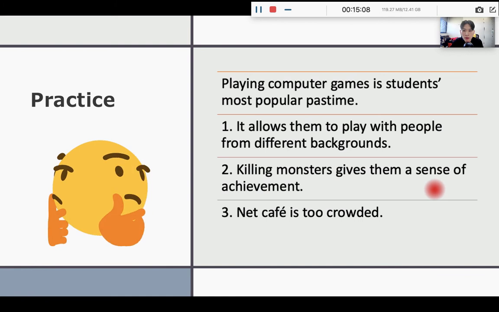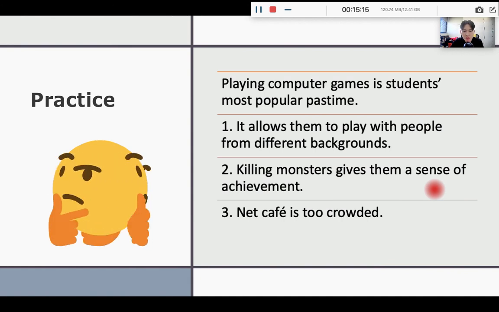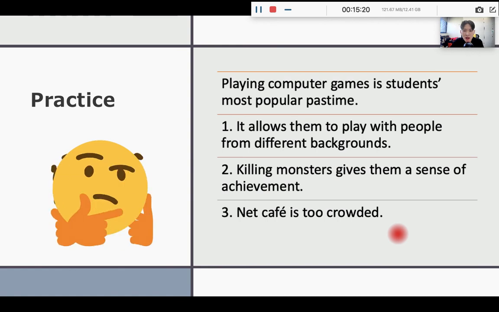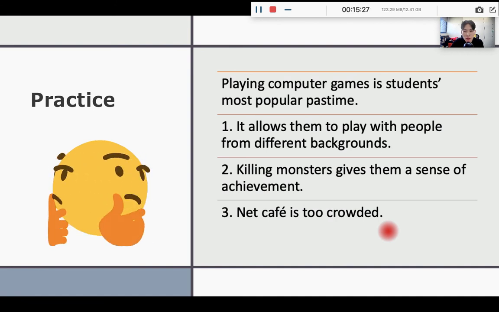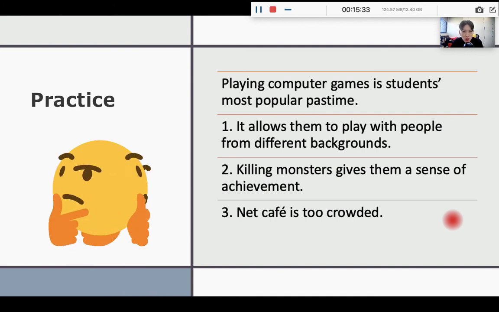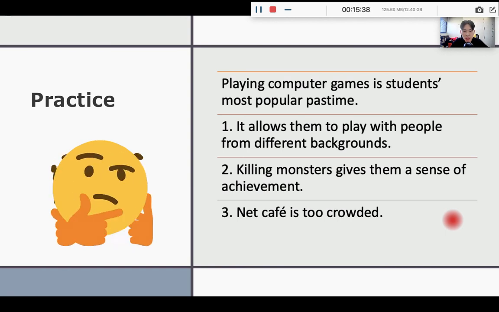When people can get satisfaction from an activity, of course, they will continue to do that. And the third one, net cafe is too crowded. This is something that might make someone stop doing something, right? So the third one is irrelevant because this is something negative. Okay? Hopefully through the practice, you know how the topic sentence and supporting sentences work together.